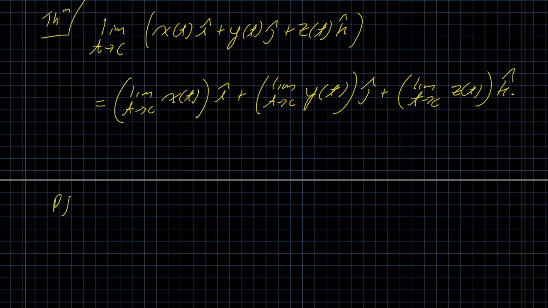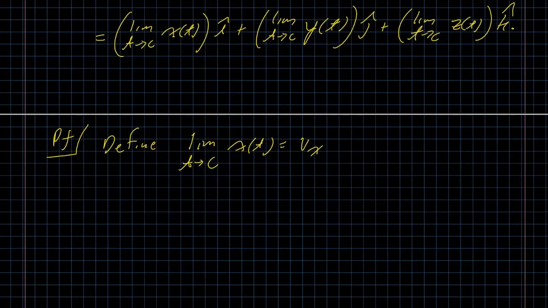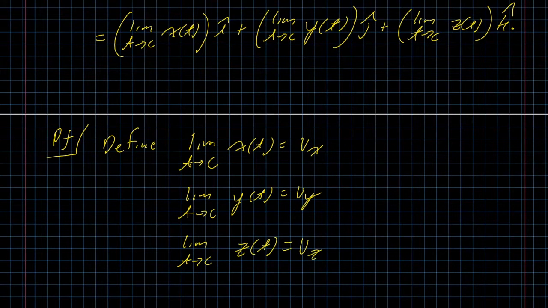So in my proof, let's define the limit as t approaches c of x of t is equal to Vx, that the limit as t approaches c of y of t is equal to Vy, and the limit as t approaches c of z of t is equal to Vz.